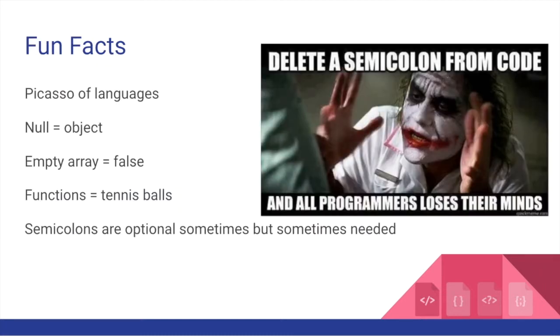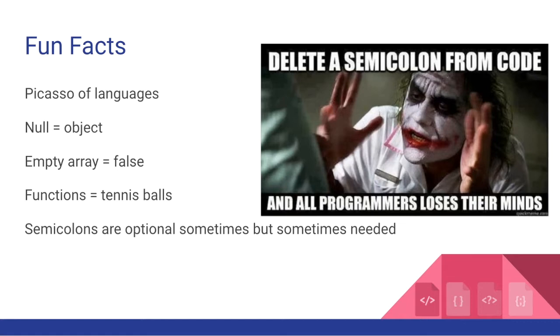A few things when we were researching JavaScript, we found some fun facts. It's pretty much a crazy language, and it has some pretty crazy magic behind it. We found out that null is actually an object, NaN is actually a number, and that empty arrays can equal false. So if you have an if statement, you can compare it, and you have to compare it to a boolean true or false.